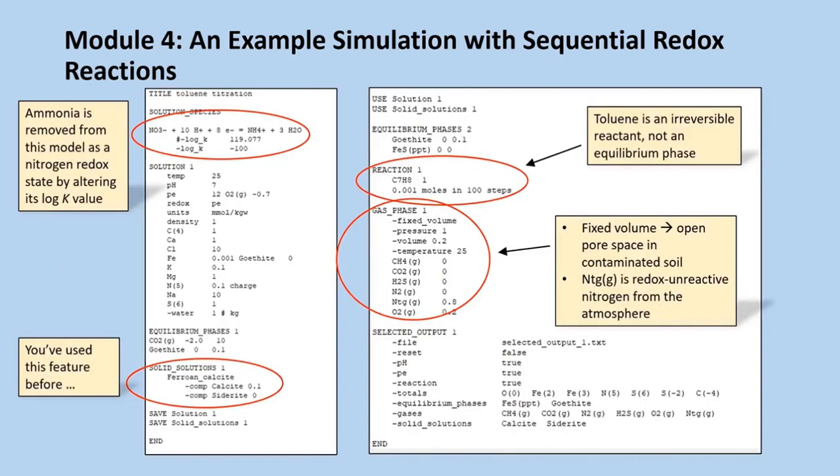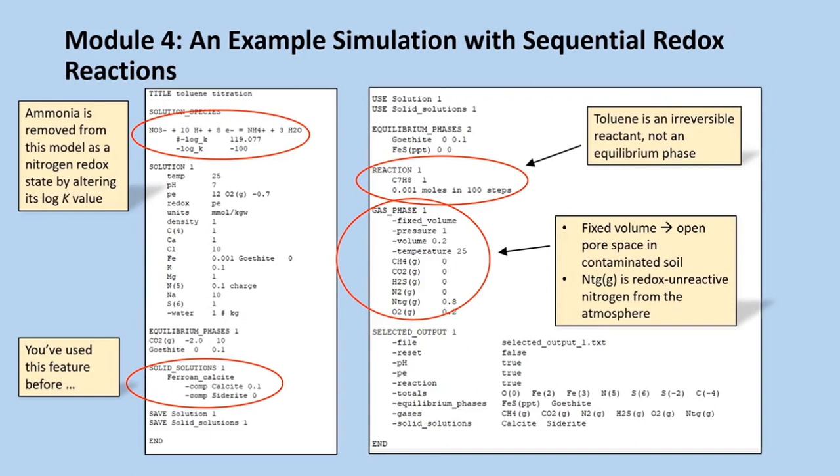Well, most conveniently, freq-C doesn't need to be told about the sequence of redox reactions here. It will figure this out on its own using its thermodynamic data. Here, we just need to specify the reaction, in this case with toluene as a reactant under a reaction keyword block over a series of steps with various mineral phases, a solid solution, and a gas phase thrown in to be evaluated. Note that the fixed volume of the gas, 0.2 liters per 1 liter of water, is intended to represent gas-filled pore space within a porous medium.